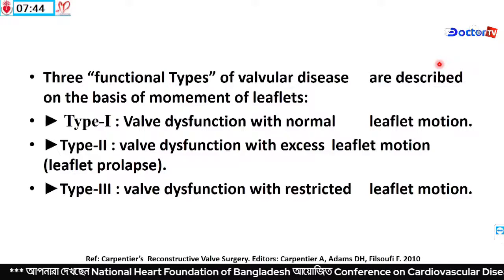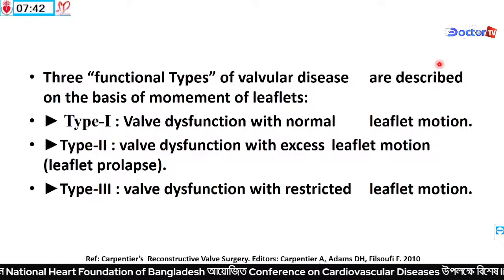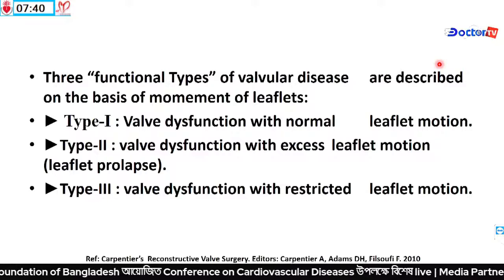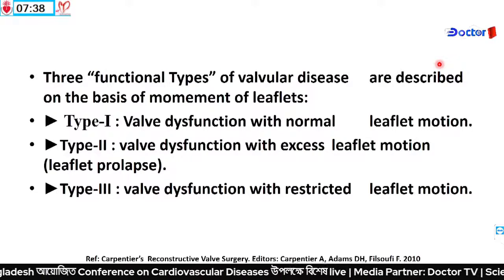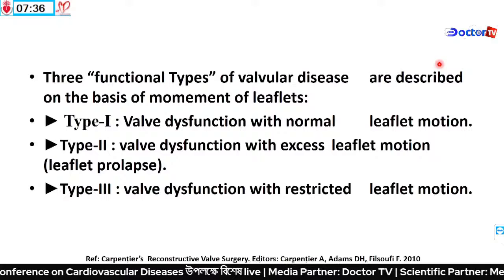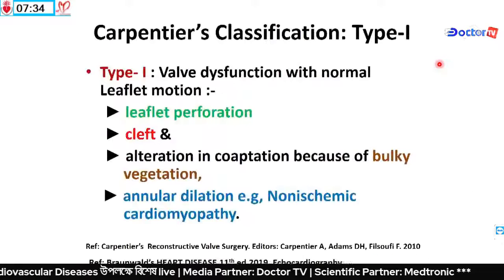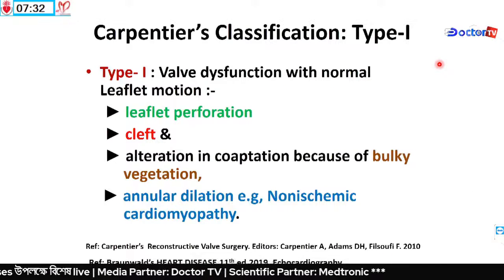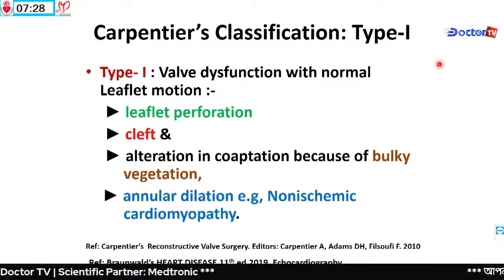Type 1, valve dysfunction with normal leaflet movement. Type 2, valve dysfunction with excessive leaflet motion. And type 3, valve dysfunction with restricted leaflet motion. In type 1, the classical examples are cleft AML, leaflet perforation, and vegetation.